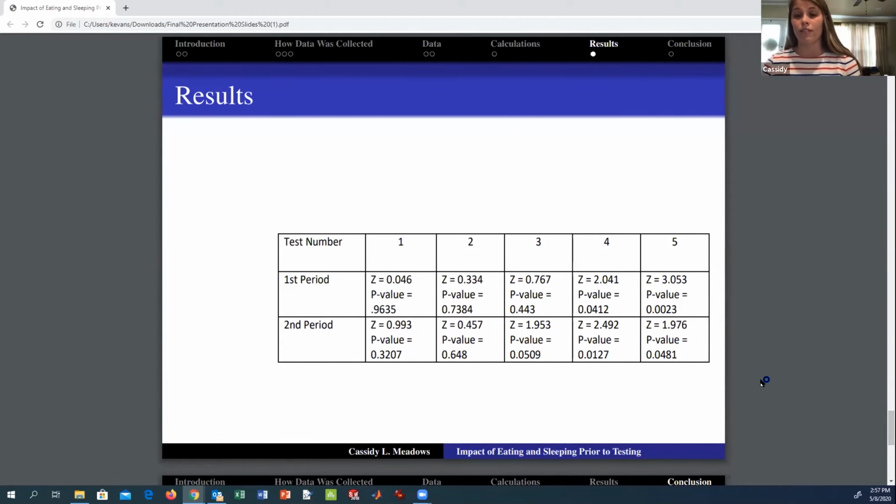But if you look at tests number 4 and 5, their p-values are less than the significance level that I chose, which was 0.05, meaning that the data I was able to extract from those two tests did in fact have statistical significance. That means that if they slept an adequate amount and if they ate prior to the test, it did have an impact on a positive test score.